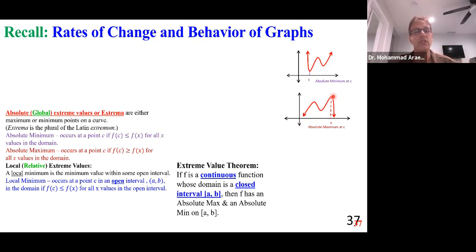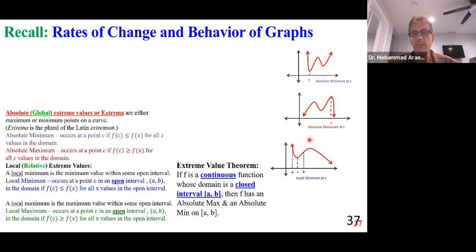A local minimum is the minimum value within some open interval. This is a local min, this is a local max. Local min, local max. So I hope everybody is clear as to what we mean by absolute or global versus local or relative extreme. We also have the extreme value theorem.